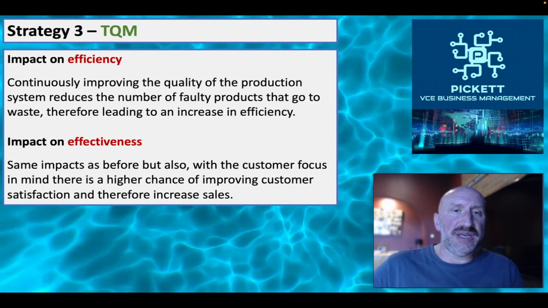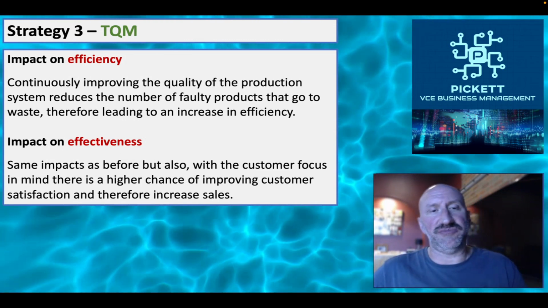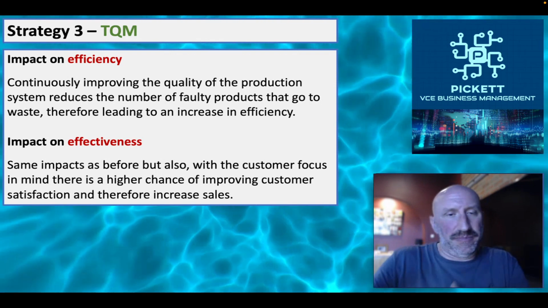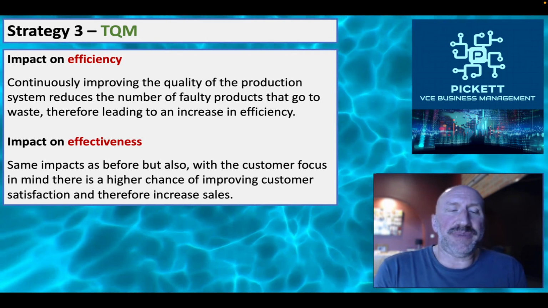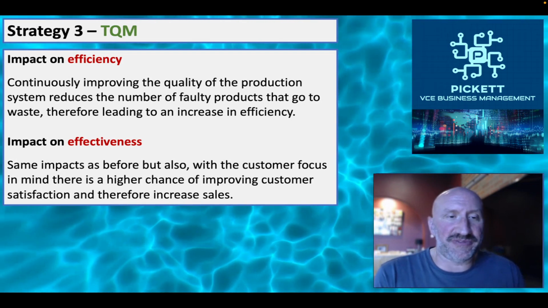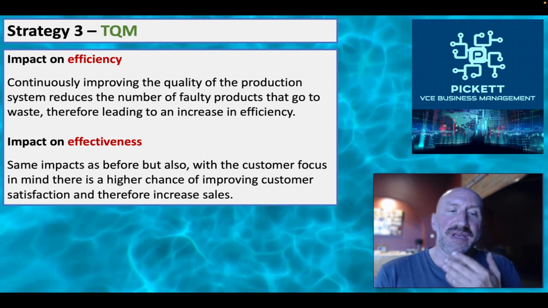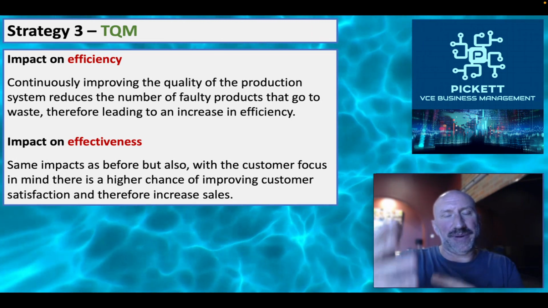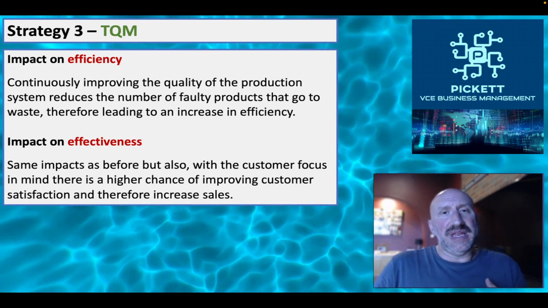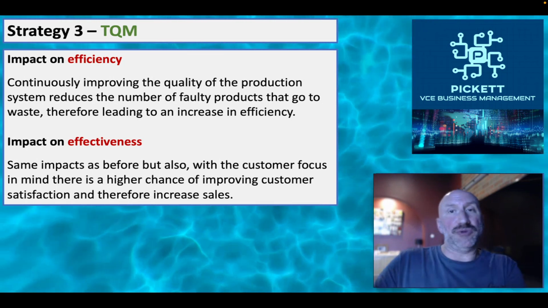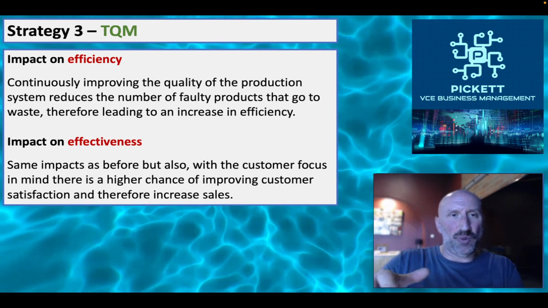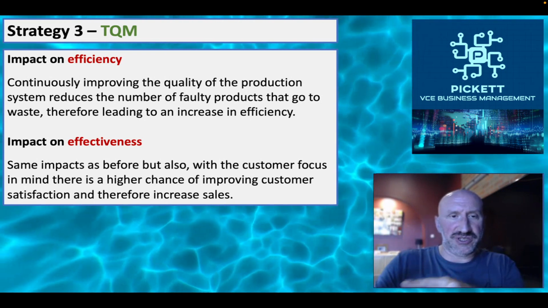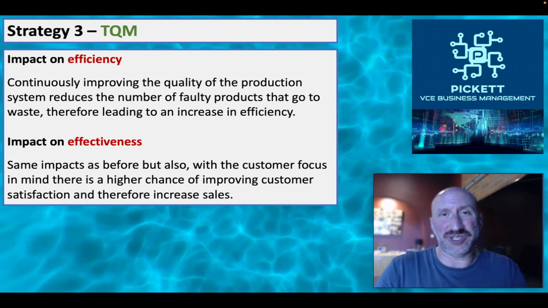Again, impact on efficiency. Continuously improving the quality production system reduces the number of faulty products that go to waste. This is much of a muchness; these things are really the same. Same impacts on effectiveness as before, but with the customer focus in mind, there's a higher chance of improving customer satisfaction and therefore increasing sales. Again, when we're talking about impact on efficiency and effectiveness for all of these, this is not the only answer, okay? There are lots of different ways of making that connection between QC, QA, TQM and efficiency and effectiveness. I'm giving you one way in which to do it.